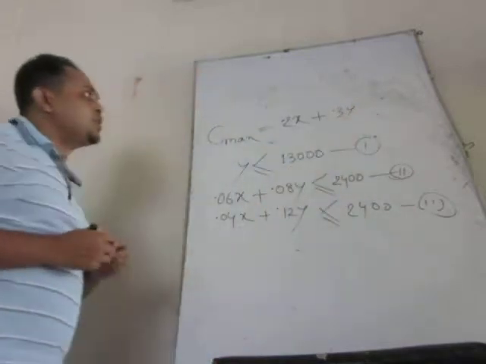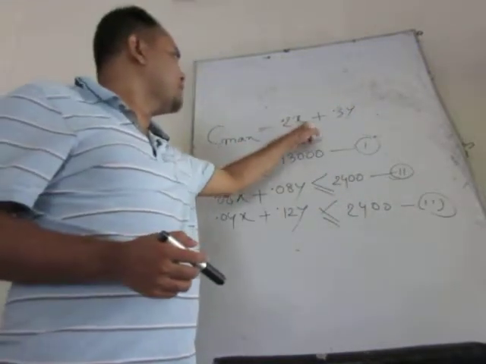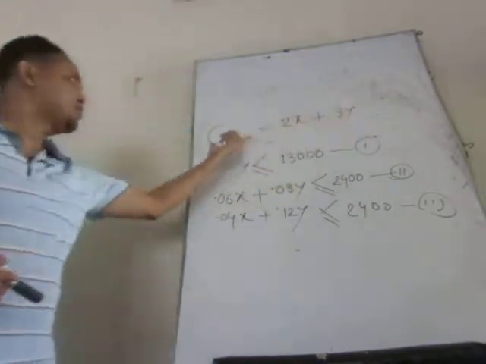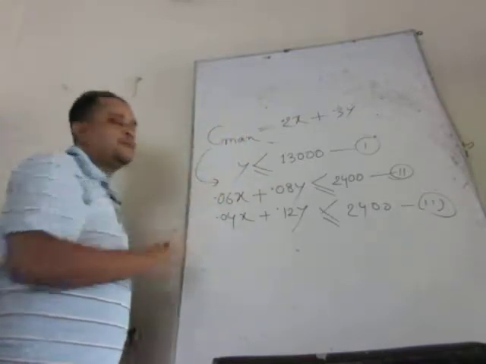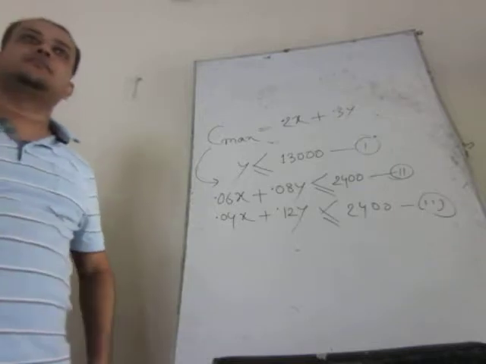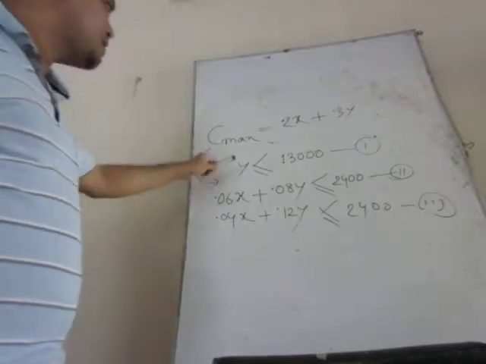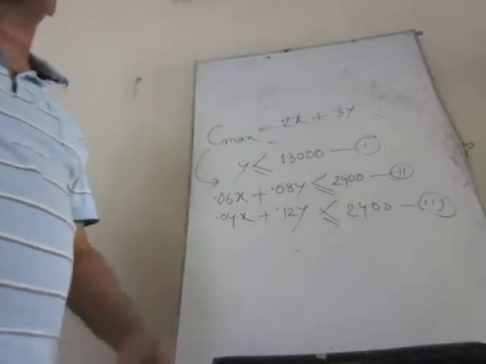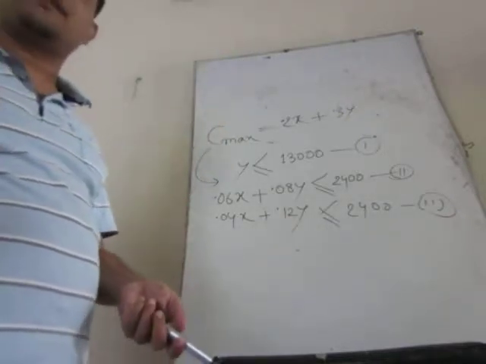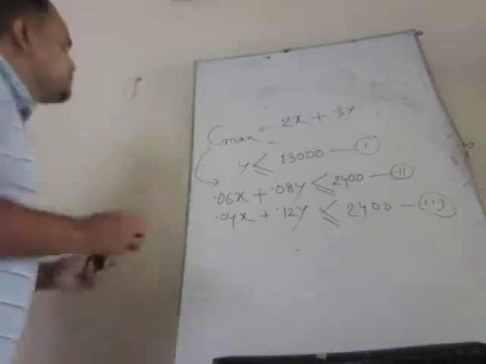0.3y. So you need to find out the number of X and Y so that this contribution will be maximum by using these three limiting factors. Clear? So as there are more than one limiting factor, we have to go through graphical methods. Clear?